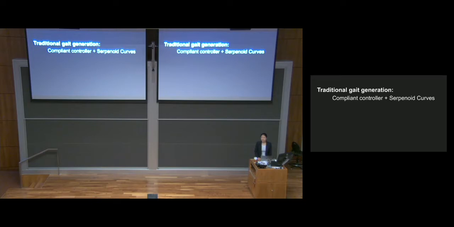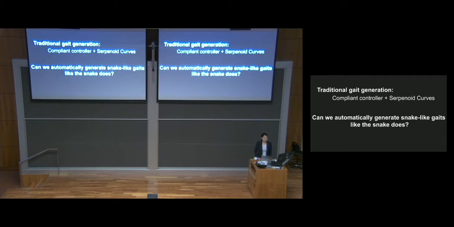Traditional gate generation uses compliant controller and serpentoid curves, which is a predefined movement pattern. Can we automatically generate snake-like gates like the snake itself does? The snake only knows it wants to go to a goal, but it doesn't know the serpentoid curve in its mind. Here are the results.